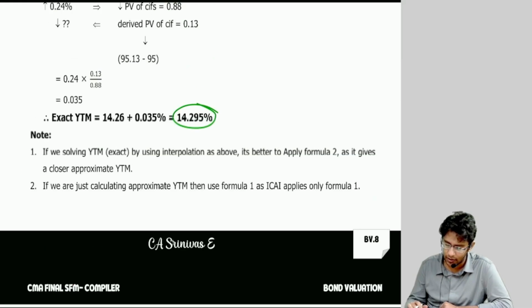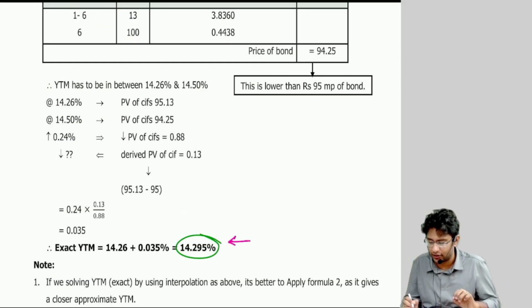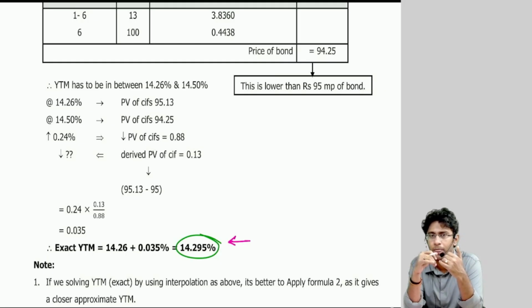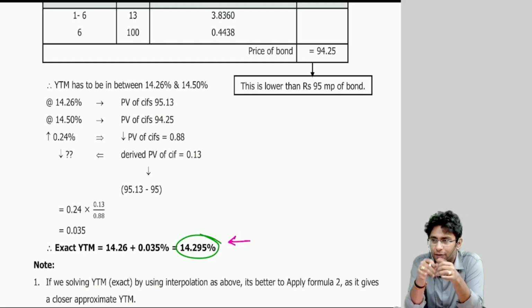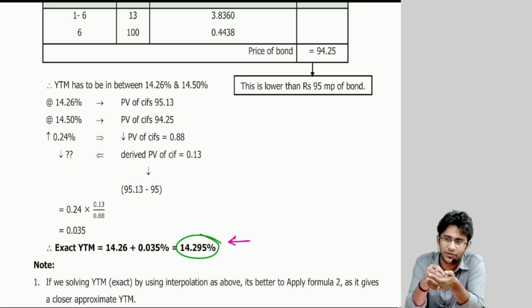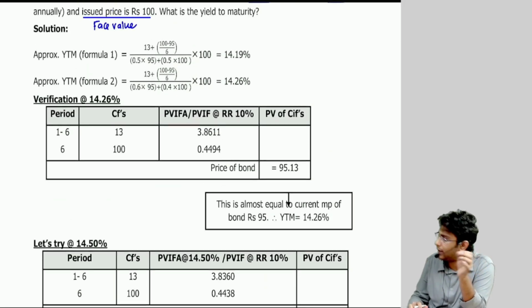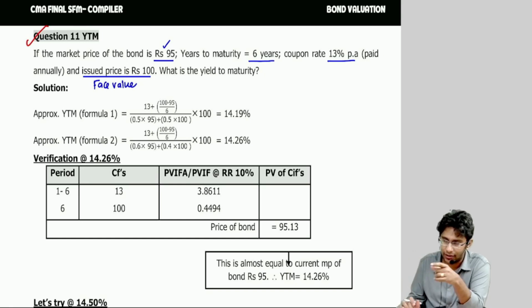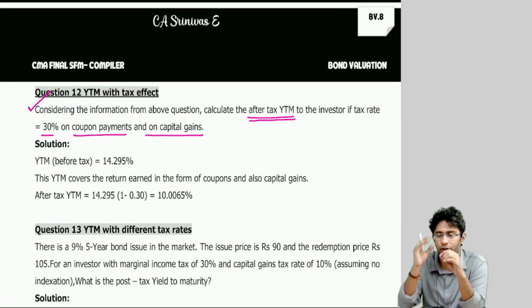Suppose an investor who buys this bond will end up getting a return of 14.295%. But on the return, the tax lady will take tax also, no? Tax you have to pay. After paying tax, he will not have 14.295%. Out of the 30%, she will eat off. Now, in our entire calculations here, did I anywhere consider tax? No. But now the question is, please give me after tax YTM.